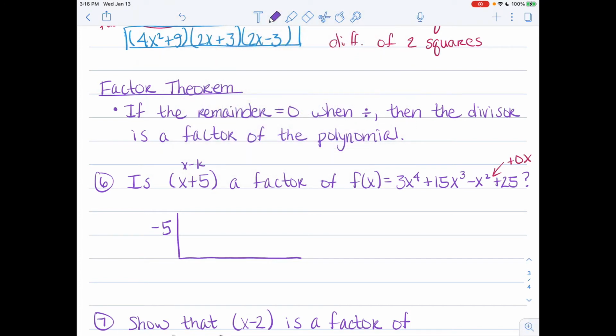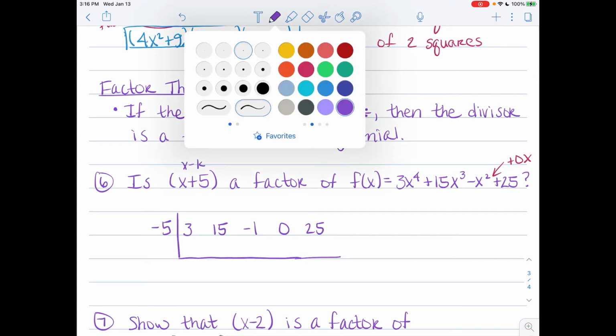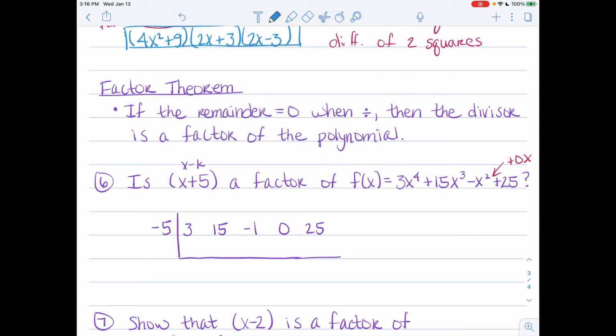Let's go ahead and write our numbers here. A 3, 15, -1, 0, 25. If this is not looking familiar to you, you haven't looked at the dividing polynomials lesson yet, 5.3, go back and do that now before we go any further. If you have done this, go ahead and pause the video here and do the synthetic division. Don't write a quotient or anything, just take it all the way to the end of this division part and see if we have a remainder here at the end of 0 or if it's something else. So pause the video and do that now.